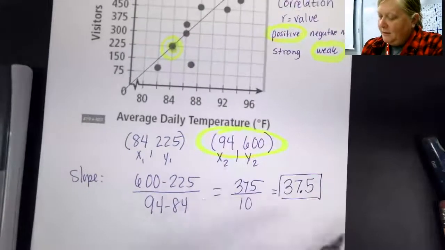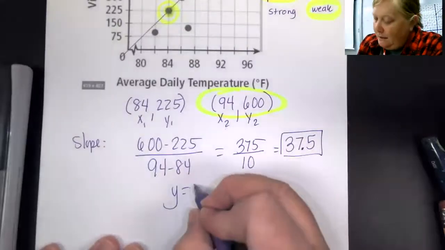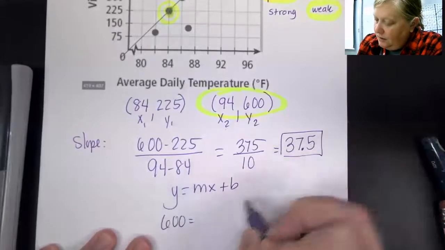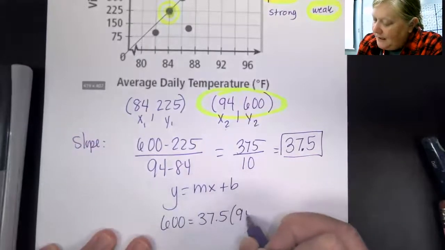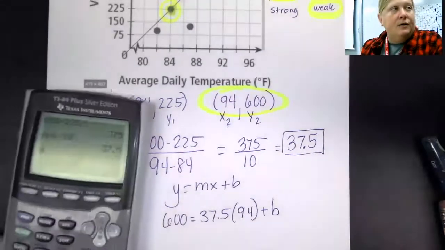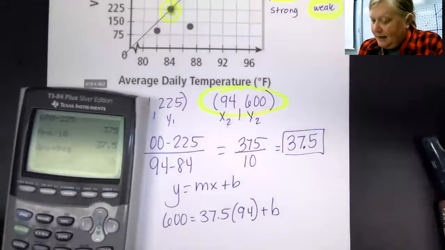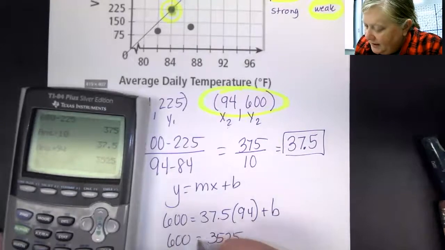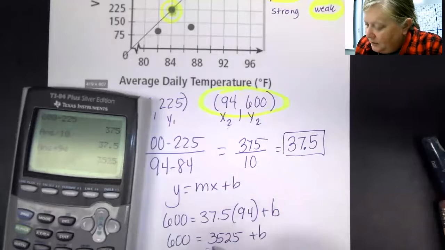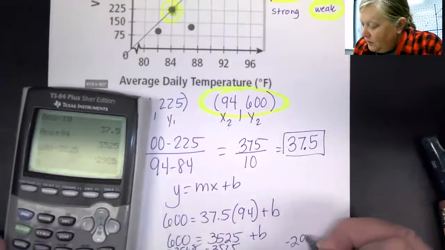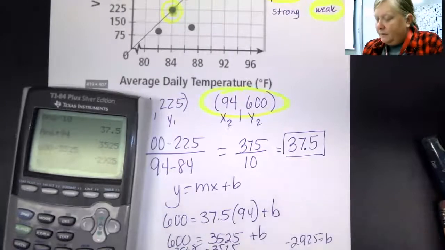So here's my x and here's my y. Y is equal to mx plus b. So 600 equals 37.5 times 94 plus b. All right, so 37.5 times 94 is 3525. And this is 600 plus b. Subtract 3525. So 600 minus 3525 is negative 2925 equals b.